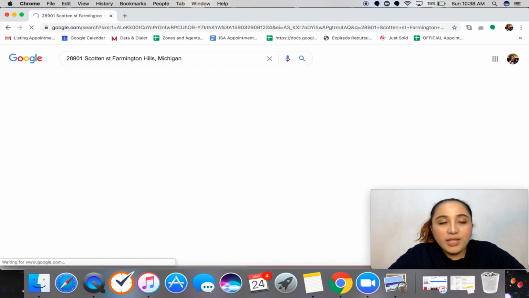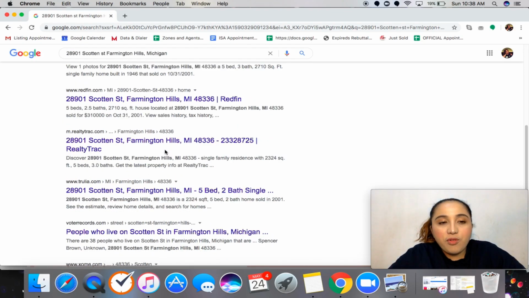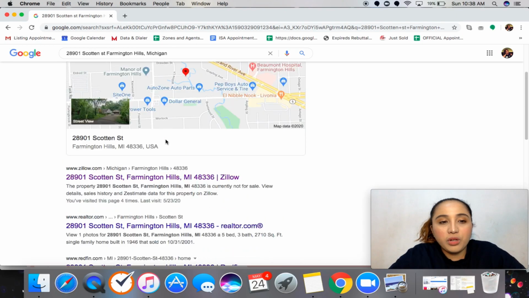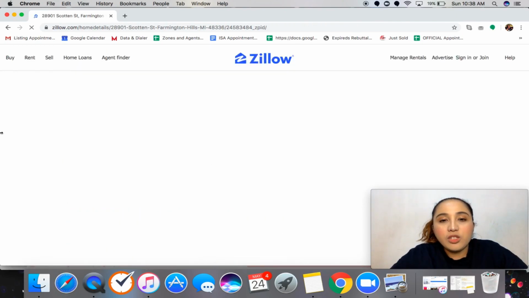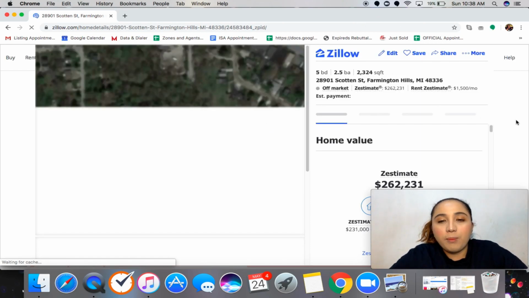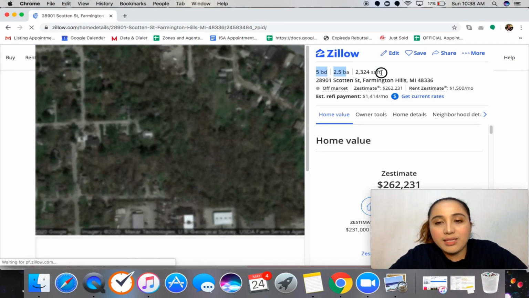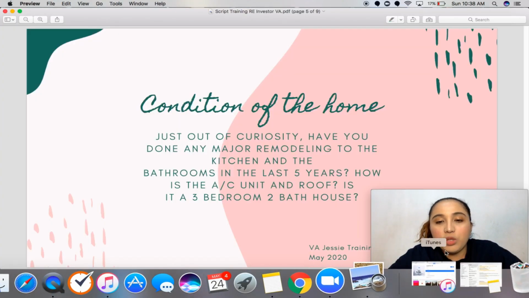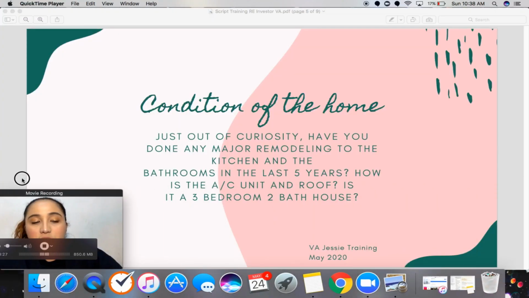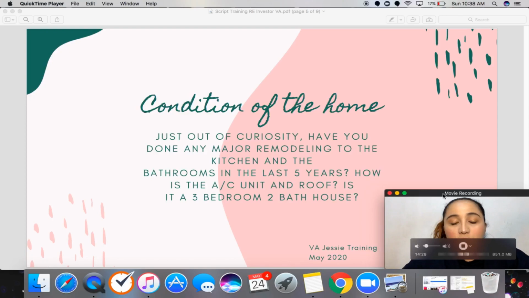If you put that in, it would show you different addresses and different results, but you want to go to zillow.com and click that link so that it will route you to a public record of information about the property. So here you can see how much the estimate is, how many bedrooms and bathrooms it has, and how many square feet. So that's what you will be using for this information. While you're talking to the lead, you already know the number of bedrooms and bathrooms they have.